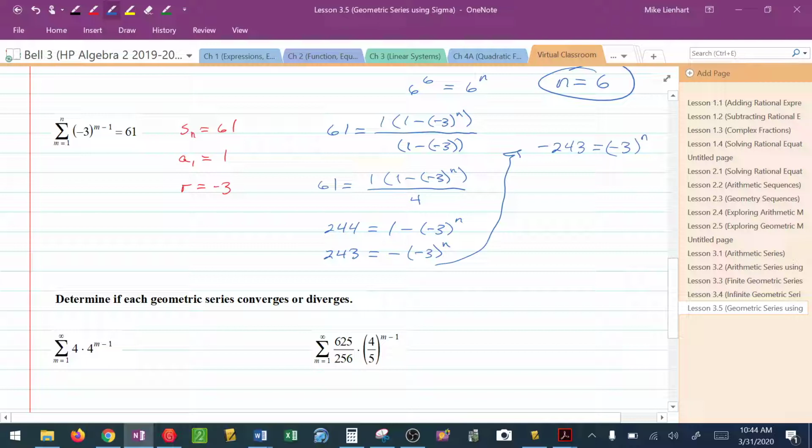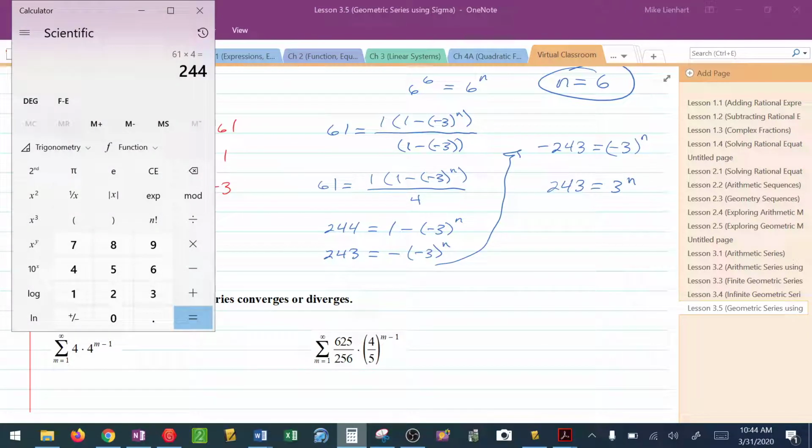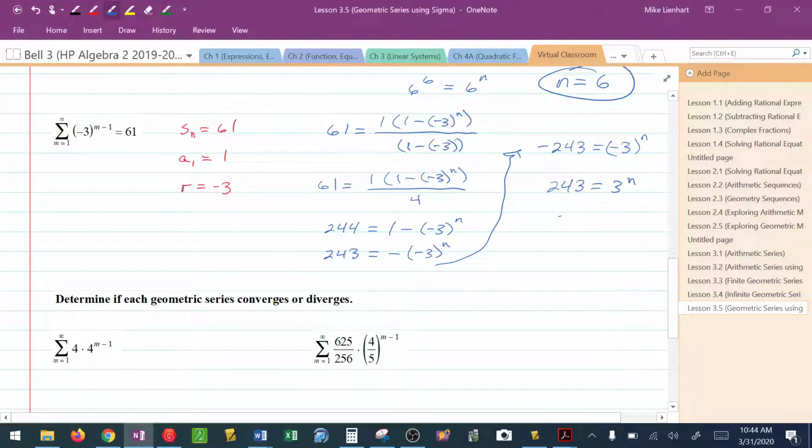All right, I'm going to drop the negatives. So I know that 243 is equal to 3 to the nth. And then I've got to figure out 3 to what power is 243. I'm going to guess 5. Yes. So I know that 243 is 3 to the 5th. Because the bases are the same, drop them. I know that there are 5 terms in this series.